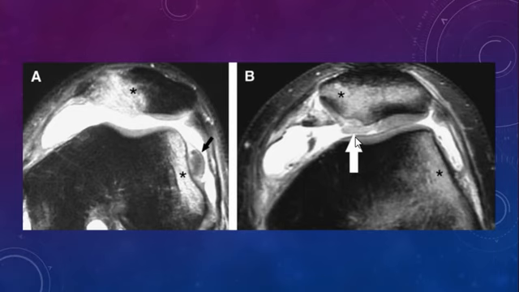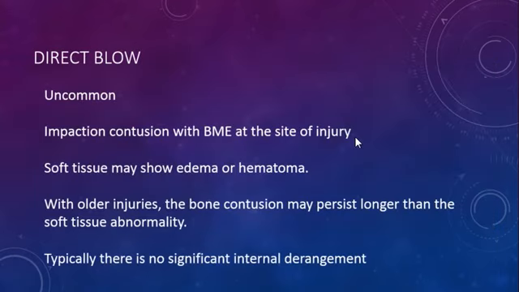The last mechanism is a direct blow to the knee joint. It is an uncommon mechanism which results in impaction contusion with bone marrow edema at the site of the blow. The soft tissue might be edematous, or a hematoma can form there. No ligamentous injury is seen. With older injuries, the bone contusion may persist longer than the soft tissue abnormality. So if it is old, you can see bone marrow edema with normal soft tissues. This also is indicative of a relatively old trauma.